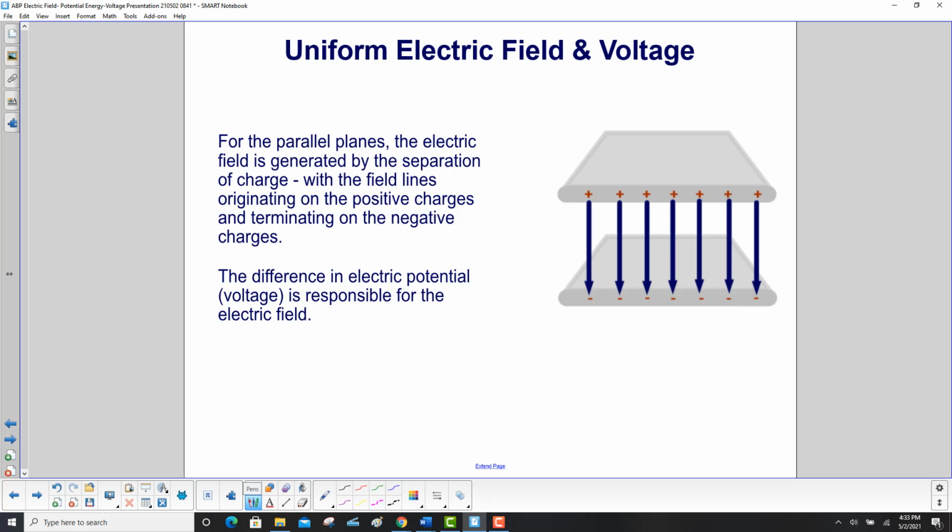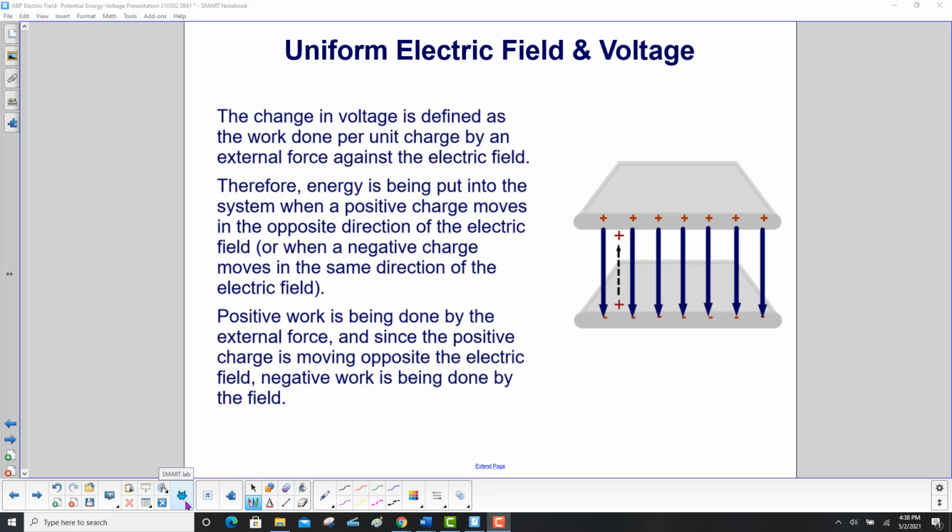For the parallel planes, the electric field is generated by the separation of charge. You've got all positives up here and all negatives down here. The field lines originate on the positive charges and terminate on the negative charges. The difference in electric potential, voltage, is responsible for the electric field. The change in voltage is defined as the work done per unit charge by an external force against the electric field. We did that a few topics ago.